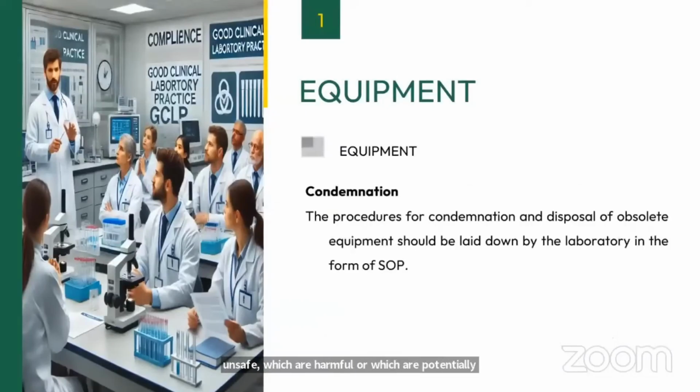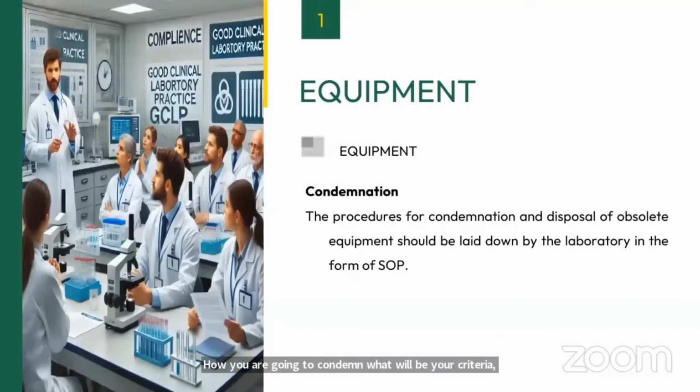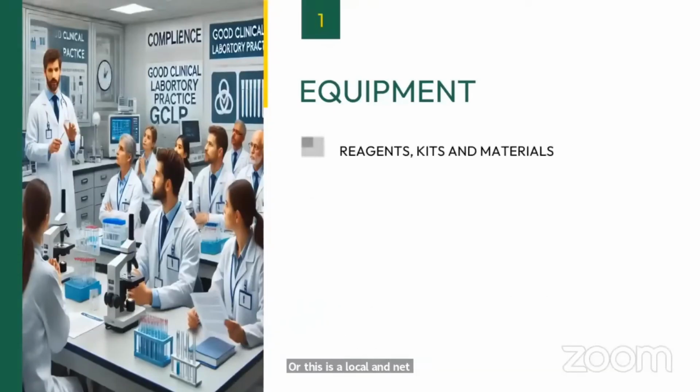The procedure of condemnation and disposal of the obsolete equipment should be laid down by the laboratory. So you should have appropriate SOPs: how you are going to condemn equipment, what your criteria will be, what your condemnation committee will be, what decisions will be taken by that committee, and who are the authorities and personnel responsible for the condemnation of the equipment. Criteria for condemnation and disposal of equipment that is obsolete, unserviceable, unfit, and hazardous should be as per the SOPs and relevant to the policies and local and national guidelines. So you should specify the criteria for condemnation.